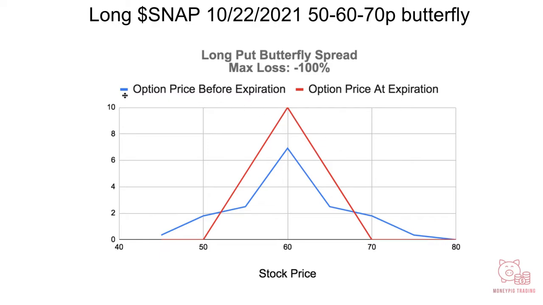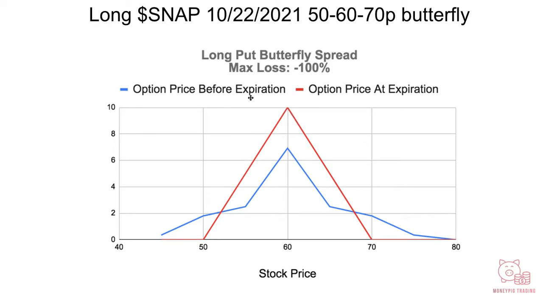And let's look at this chart. The left side is the y-axis, the option contract price. The x-axis is the stock price. The underlying asset price here is Snapchat. So on the expiration day, as we talked about, the max price is at $60, and it looks like a butterfly.